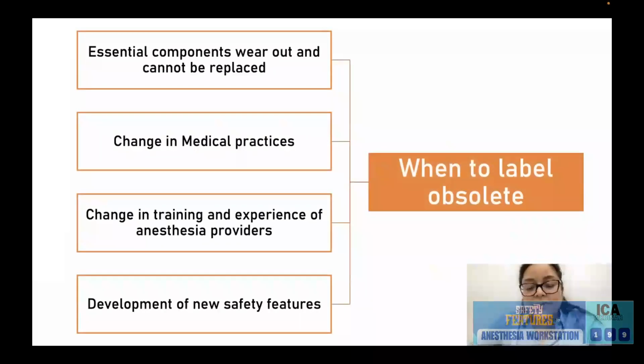The first thing is when to label an anesthesia machine as obsolete. When an essential component of the anesthesia workstation has worn out or cannot be replaced, when certain medical practices have changed over the period of time, if there is a change in the training and experience of the anesthesia providers, or if there is a development of any new and important safety features.